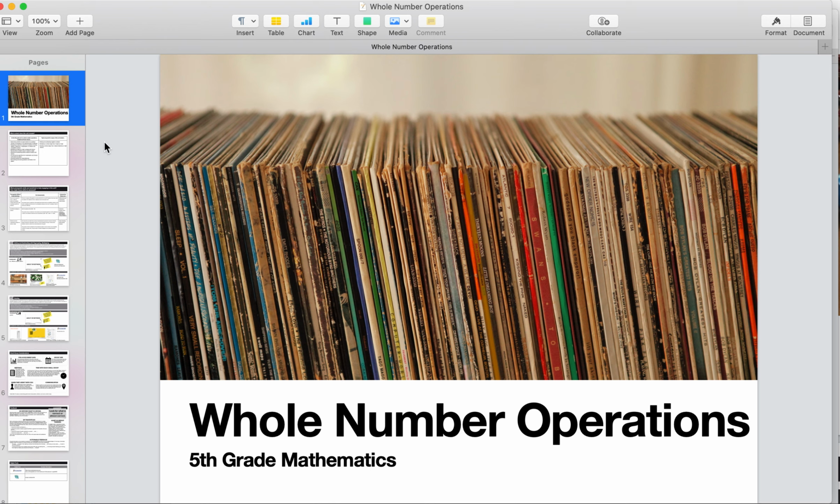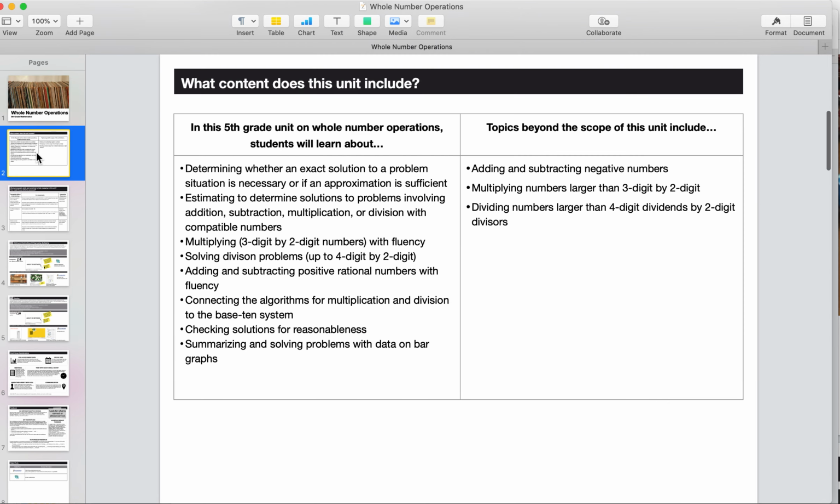I'm working to make our curriculum more accessible to you as an educator and therefore more accessible to your students. So hopefully you'll appreciate and enjoy this new format of the curriculum documents that parallels the curriculum documents in Google. So after the first page comes this page about what the content includes for this unit.